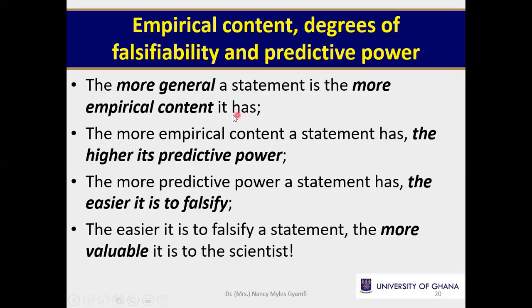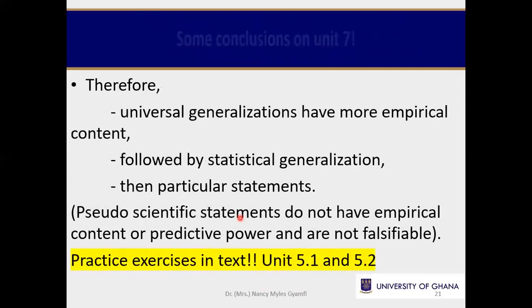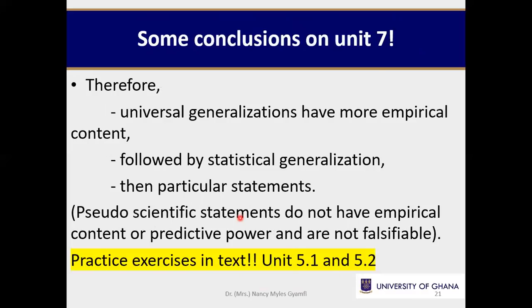You see some examples to help you see which one is more valuable than the other, scientifically speaking. On your screen, I say the more general a statement is, the more empirical content it has. The more empirical content a statement has, the higher its predictive power. You can predict more. I said that also in the previous video. The more predictive power a statement has, the easier it is to falsify. You can easily make it false. And the easier it is to falsify a statement, amazingly, the more valuable it is to the scientist. So that's the relation. And if you got that very well, then we can now connect it to the thing that I've been saying over and over again.